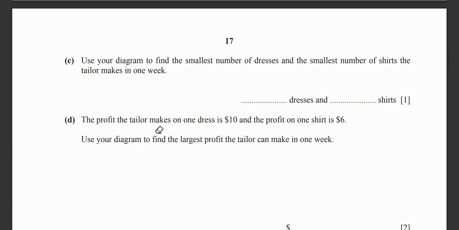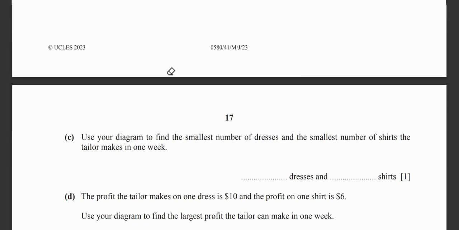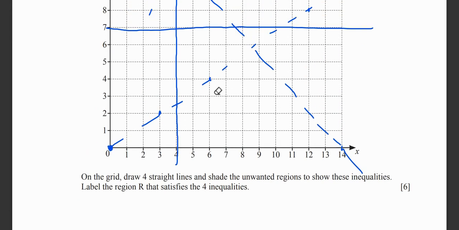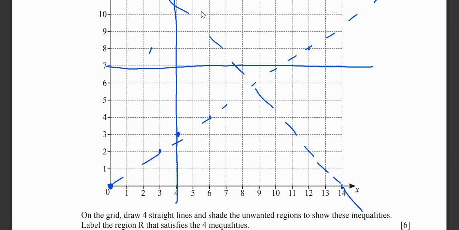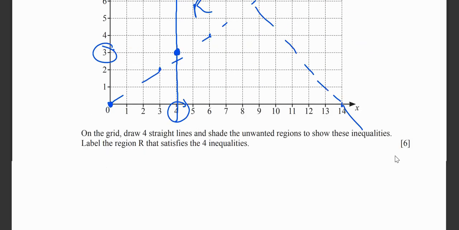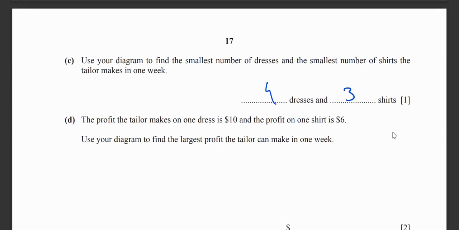Moving on, it says use your diagram to find the smallest number of dresses and the smallest number of shirts the tailor makes in 1 week. So if we go back to the graph, at which point exactly, if I make the graph correctly, it's this point, (4, 3), over here. So the minimum he can make is four dresses, because this shaded region starts above this line, and three shirts. I get this four from here and this three from here.